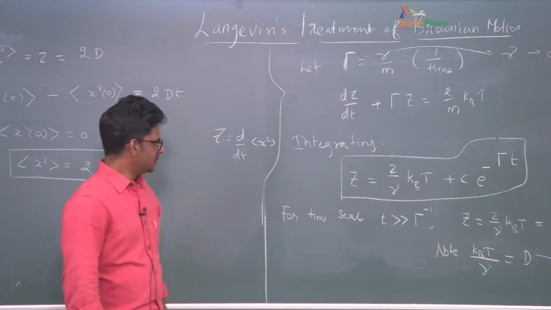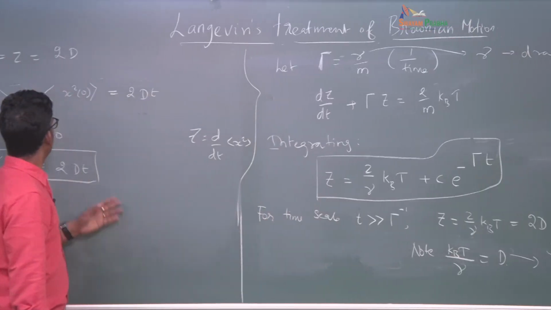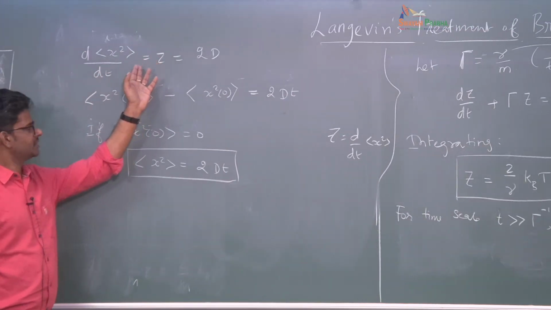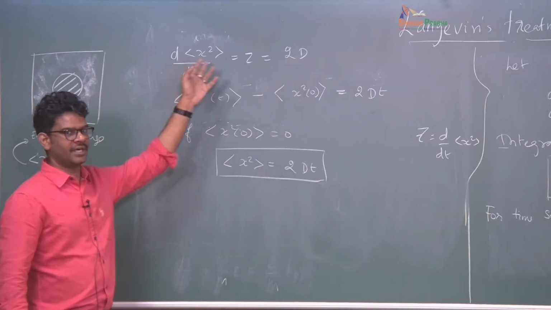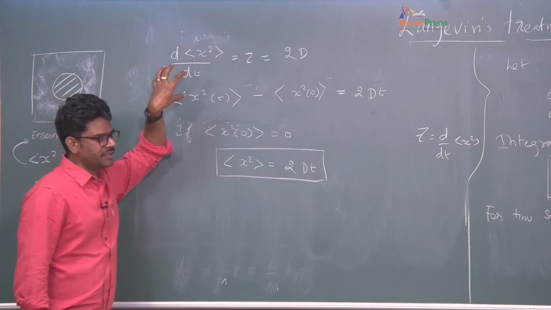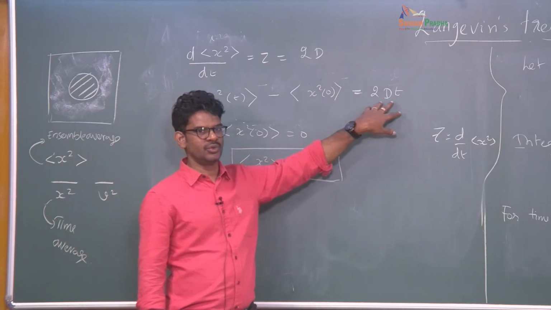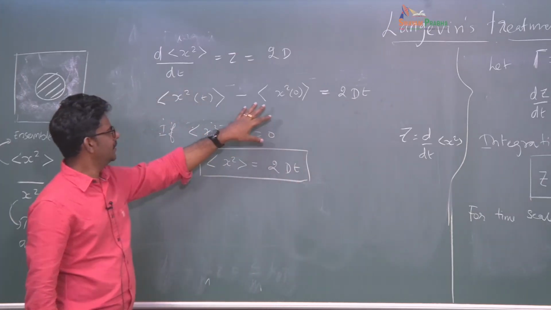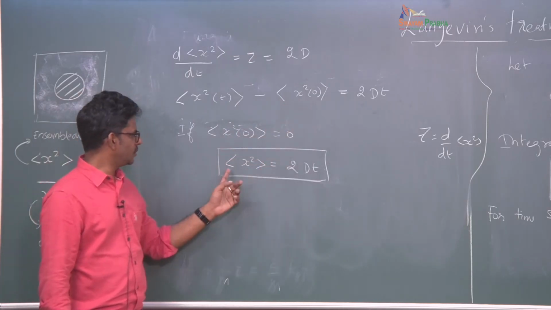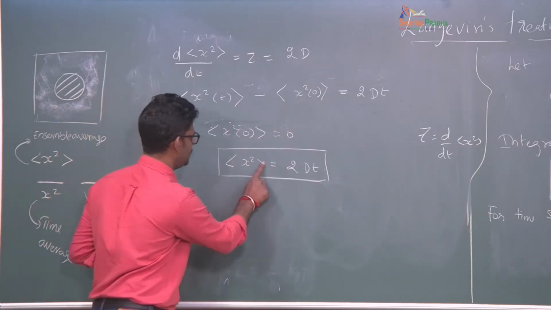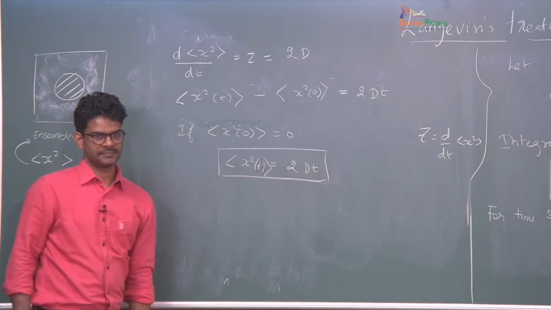So if you know that the rate of change of the mean square displacement is constant, then we can go back to the original definition of z, which is nothing but d by dt of x square, that is a constant. When you integrate this, you will see that the mean square displacement at any time t minus the initial value is 2 dt. If I have taken all the particles at the origin to start with, this term vanishes, so the mean square displacement as a function of time t is equal to 2 dt.